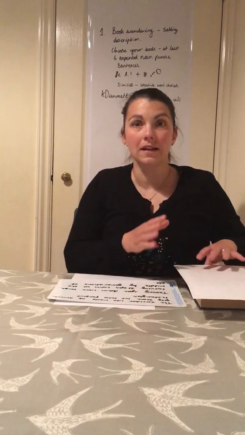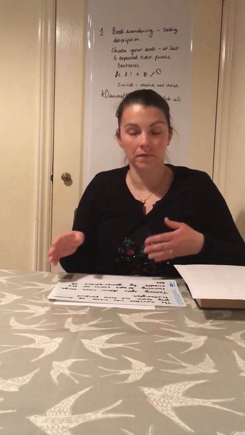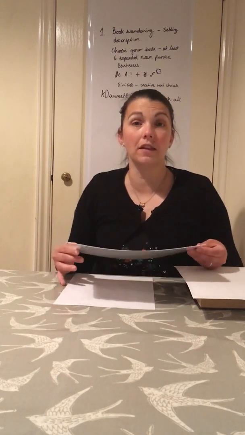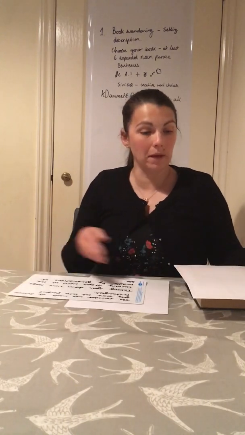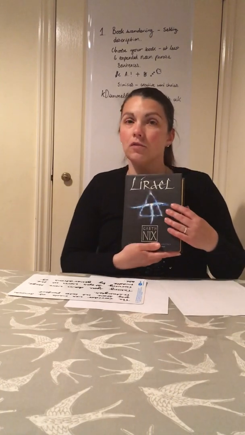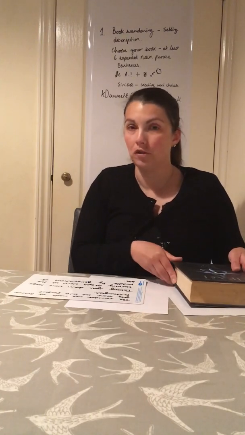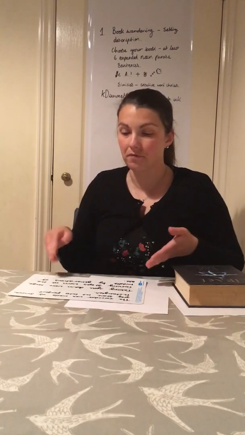I'd like you to write at least 6 sentences that have an expanded noun phrase in. So they're descriptive sentences where you're describing something. So you're describing the book that you have wandered into. Not the characters, just what it's like there, the landscape, the setting. Again, we've done lots of work on that, haven't we? So we should be okay with this.